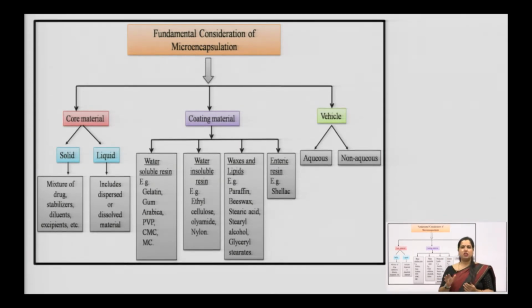It will not be changed, or it will not release the drug in the gastric pH. So, here these are the various polymers which we can use for microencapsulation. Apart from that, there are a variety of polymers which we can use for microencapsulation. Now, the vehicle may be of two types, aqueous and organic. So, depending on the nature of the drug and the polymer, we can choose the aqueous phase as well as the organic phase.